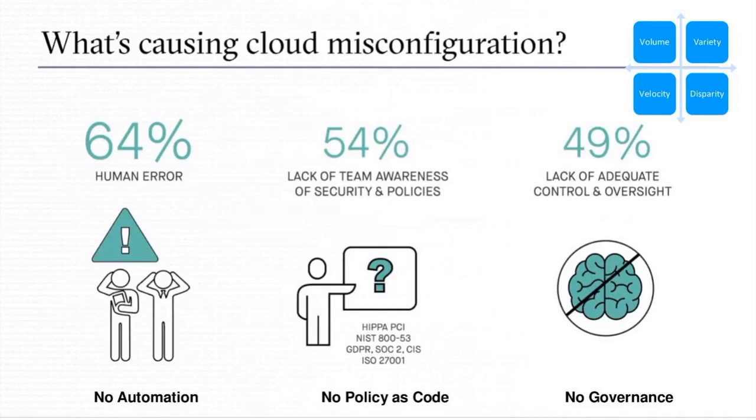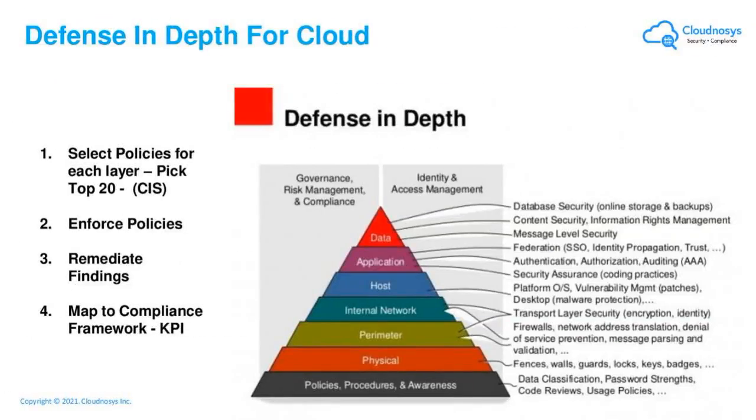And the last one is 49% is because of lack of adequate control and oversight. And so we're talking about no governance or very little governance. Let's just say that. So all these combined together can have a fairly low score on your CIS, and certainly a low security posture. So what do we want to do as a next step?